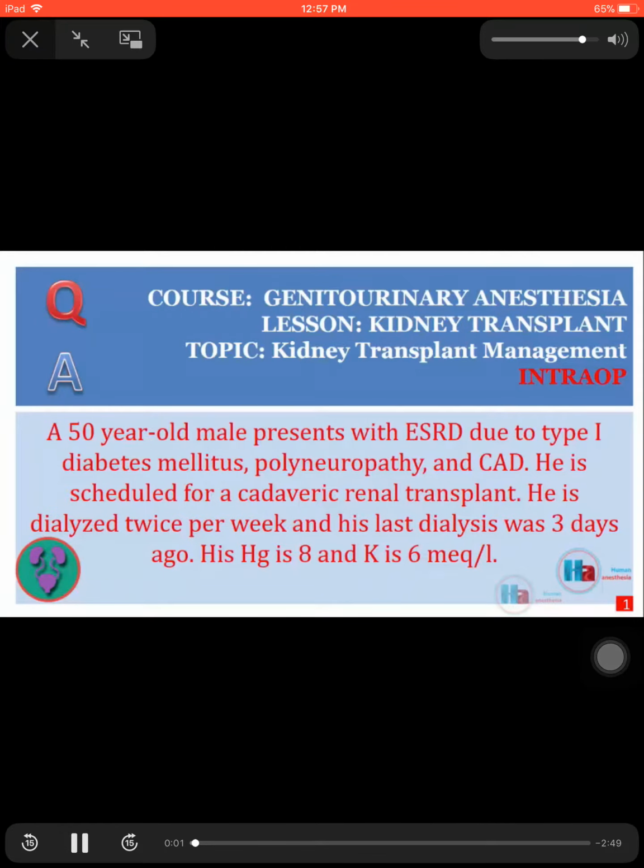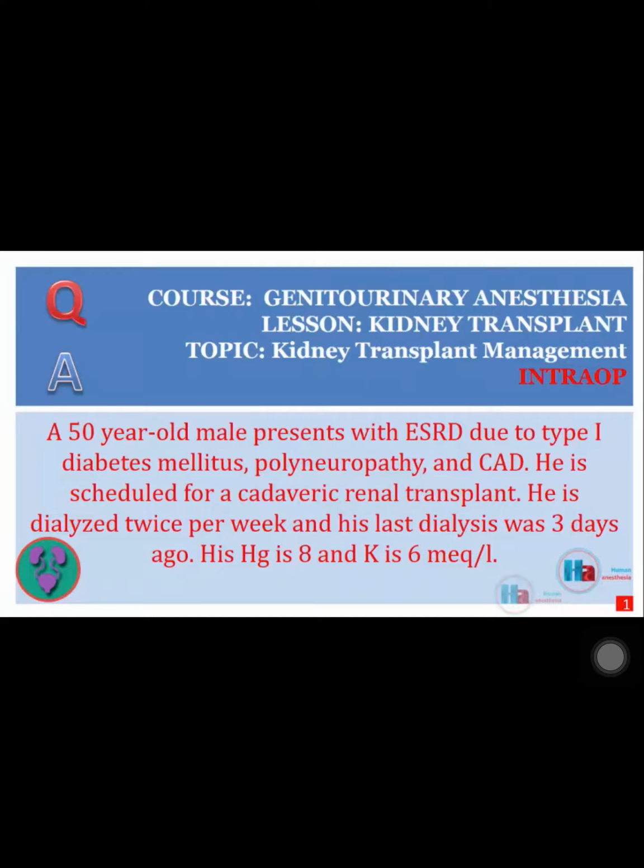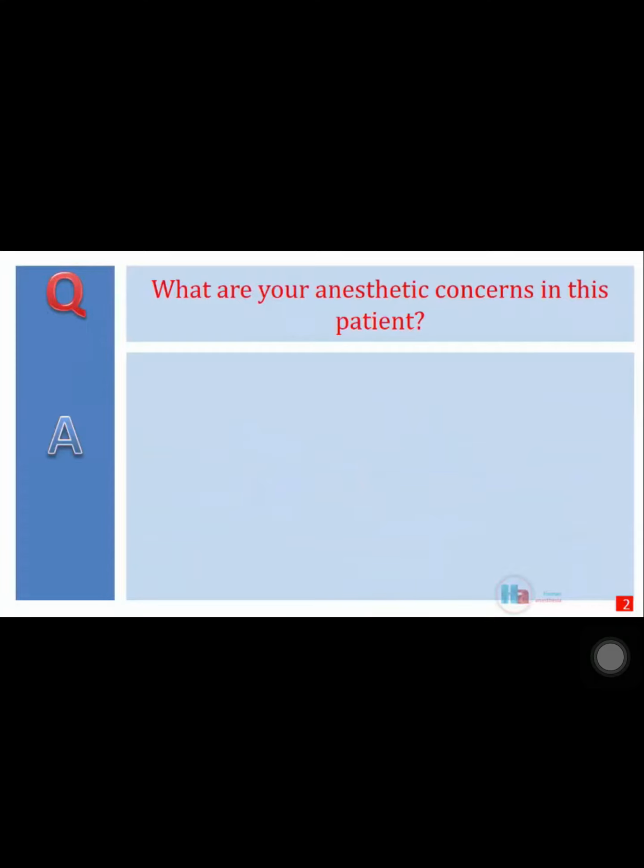A 50-year-old male presents with end-stage renal disease due to type 1 diabetes mellitus, polyneuropathy, and coronary artery disease. He is scheduled for a cadaveric renal transplant. He is dialyzed twice per week, and his last dialysis was 3 days ago. His hemoglobin is 8, and potassium is 6 milliequivalents per liter. What are your anesthetic concerns in this patient?